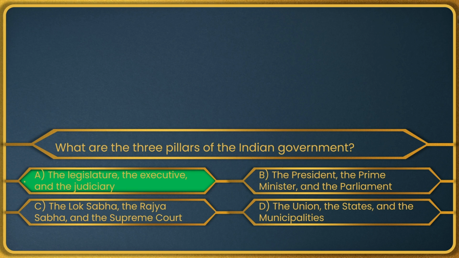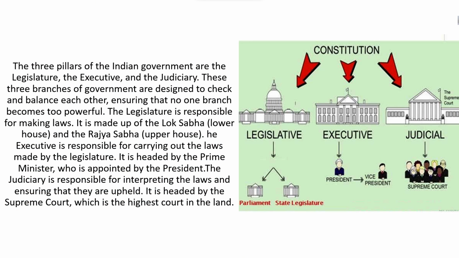Answer. Option A. The legislature, the executive, and the judiciary. The three pillars of the Indian government are the legislature, the executive, and the judiciary. These three branches of government are designed to check and balance each other, ensuring that no one branch becomes too powerful. The legislature is responsible for making laws.